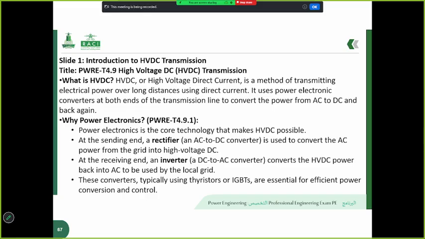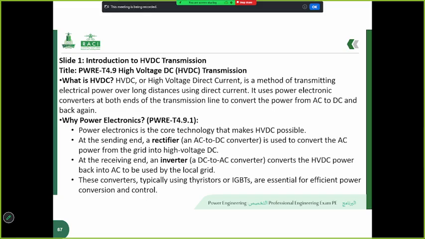The reason for this is that AC power from the grid cannot be directly converted to HVDC without a crucial conversion step. At the sending end of the transmission line, a rectifier, which is essentially a power electronic AC to DC converter, takes the high voltage AC from the generating station and transforms it into high voltage DC. This DC power is then transmitted over the long distance line.